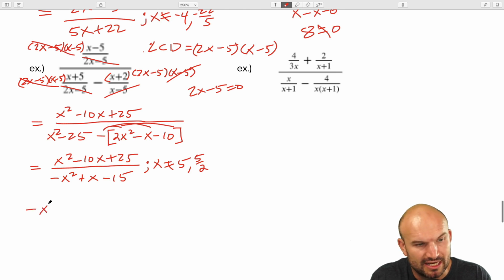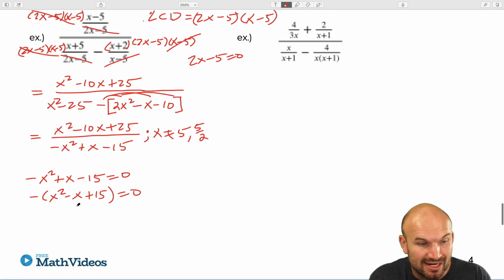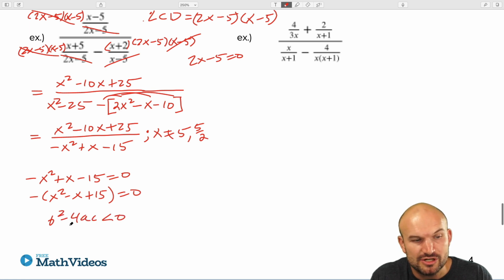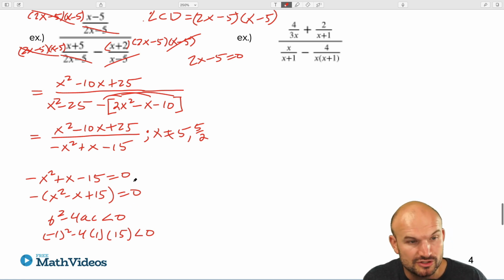So therefore, I take a negative x squared plus x minus 15 equals 0. Well, you can factor out the negative, right? That equals 0. And then here, hopefully you recognize that if you did your discriminant, b squared minus 4 times a times c, you'd recognize that's going to be less than 0 because you'd have a negative 1 squared minus 4 times 1 times 15. All right, so since it's less than 0, there's going to be no real solutions. So therefore, there's no other further restrictions in this case.